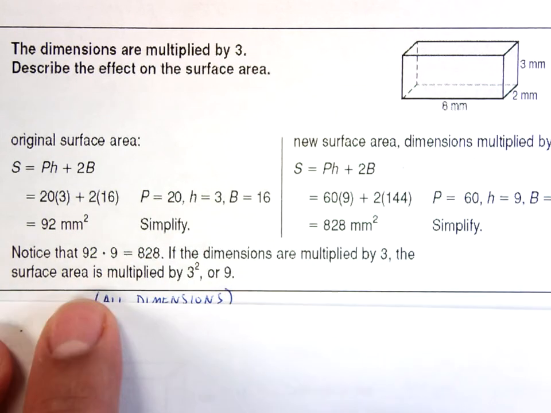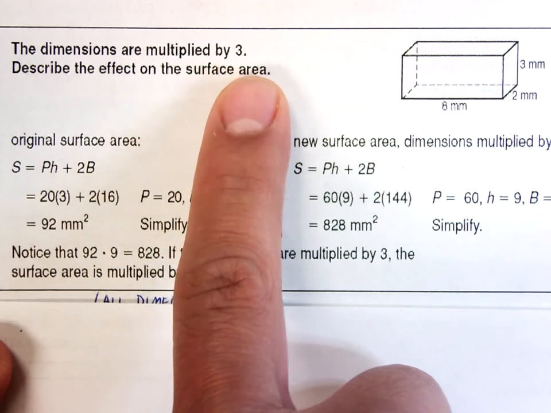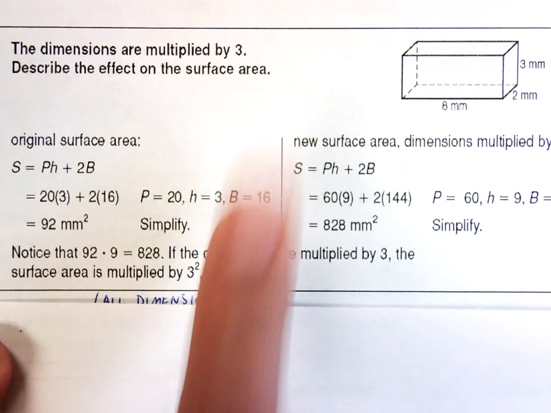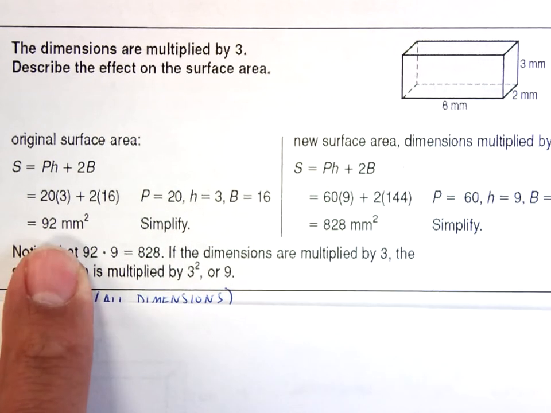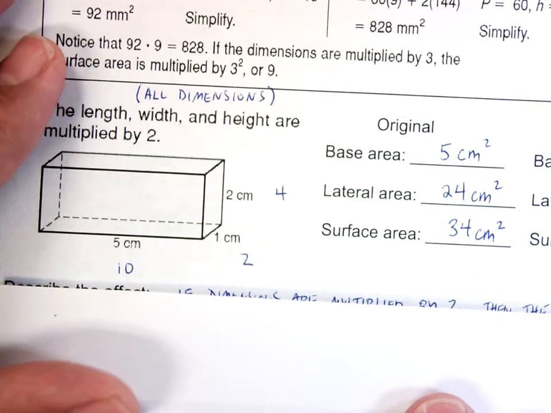And notice what the change is. When I multiplied each side by 3, the change was that change squared. So if I square the 3, I get 9. If I multiply the original area by 9, I get 828. And they just have us do another problem, basically doing that same thing.